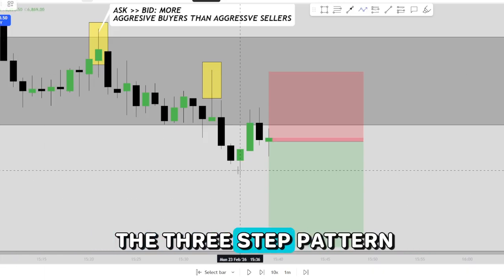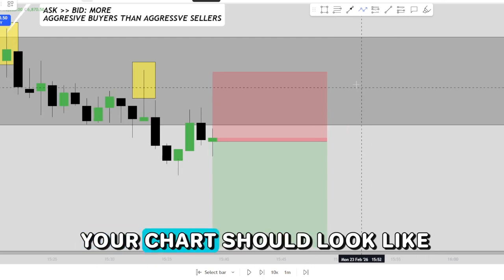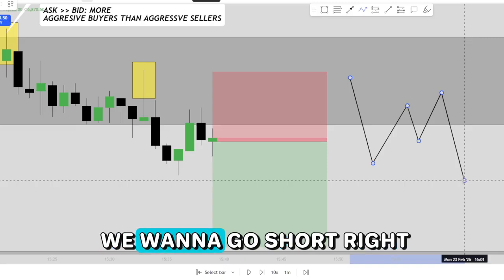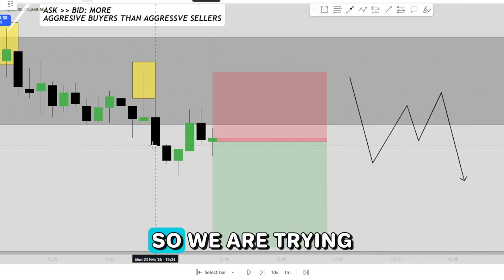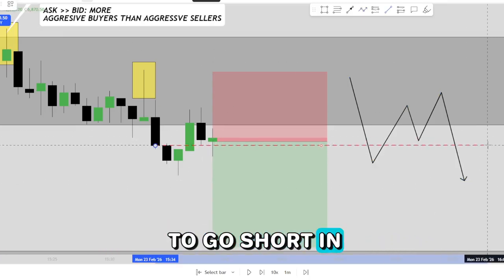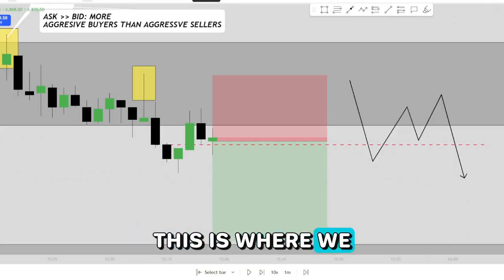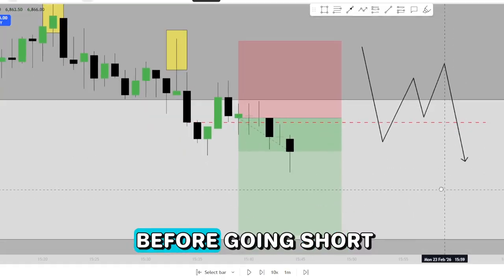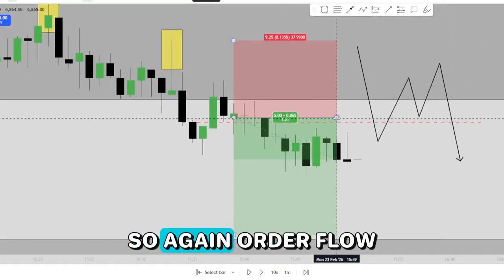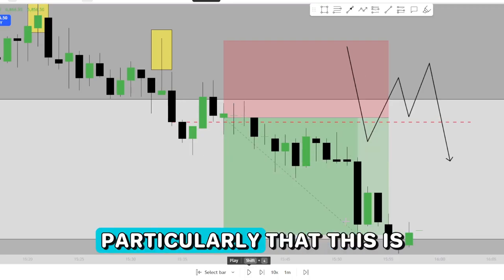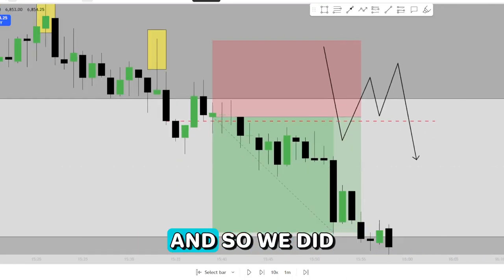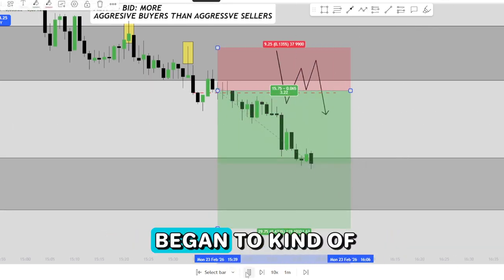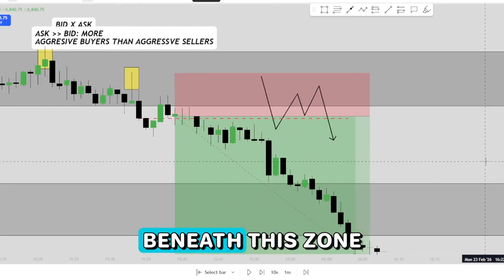And so this is the three-step pattern I want traders to understand. This is what your chart should look like. We are looking for a break, we are looking for a retest, and then we want to go short. So we are trying to go short in this region over here. This is where we want to be going short the most. So we're seeing this retest to the downside before going short. So again, order flow shows us very particularly that this is the move itself playing out. And so we did have, again, lower prices, as we began to melt beneath this zone.